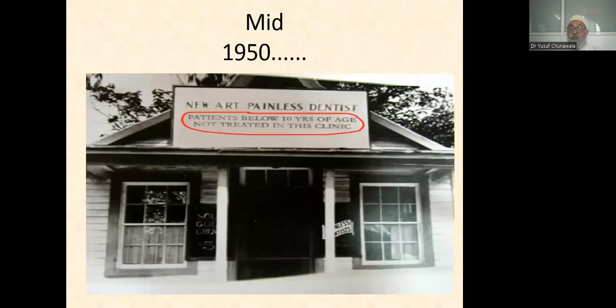This kind of boards were seen: patients below 10 years of age not treated in the clinic because it was a headache. Not all children, they look very cute. They're very nice to talk to, but when they are on the chair, they are extremely difficult and it becomes a nerve-wracking experience for the dentist at times.